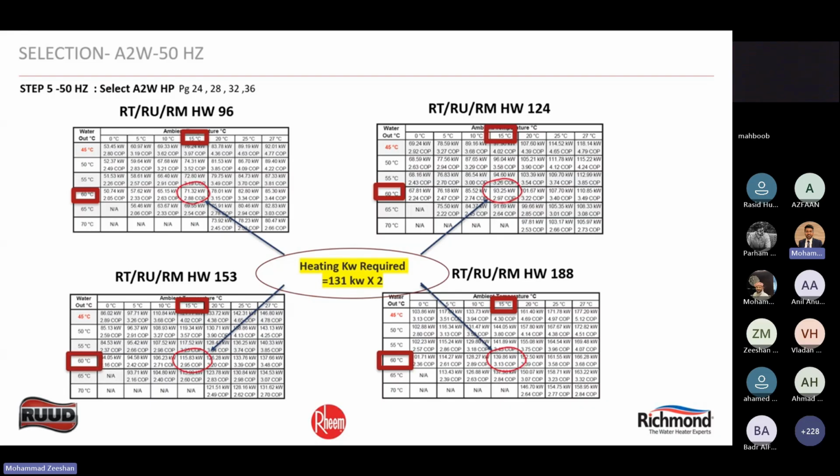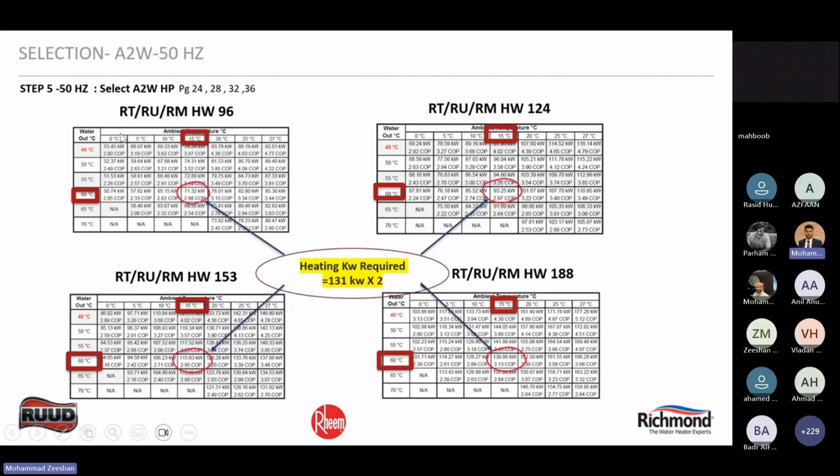Based on that selection, if you have downloaded the 50 hertz catalog, please refer to pages 24, 28, 32, and 36. If you open page 24, you will see a table like this on a 50 hertz catalog, which will look something like this. If you open page 28, it will be for 124 kilowatt heat pumps. The table of COP will be given. And 153 is page 32, and page 36 will be 188. So I've just taken a screenshot of that table. I will explain to you what this table is.